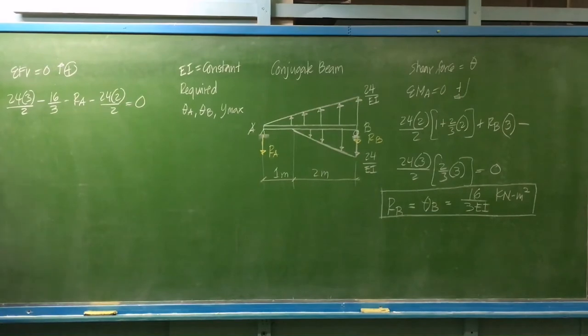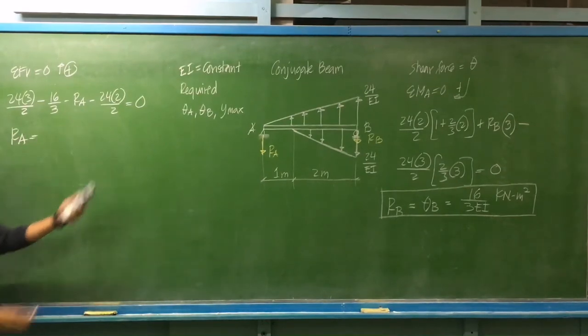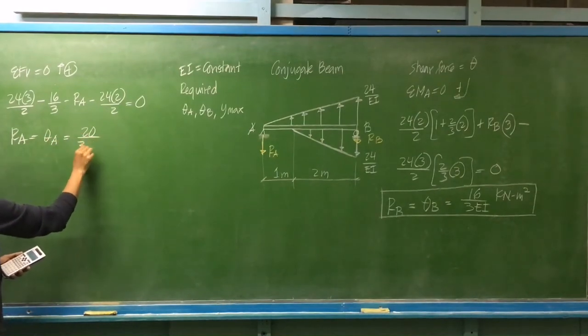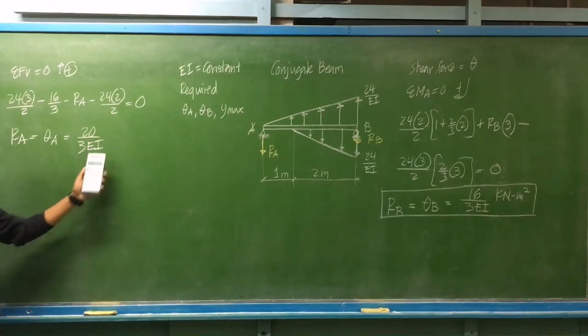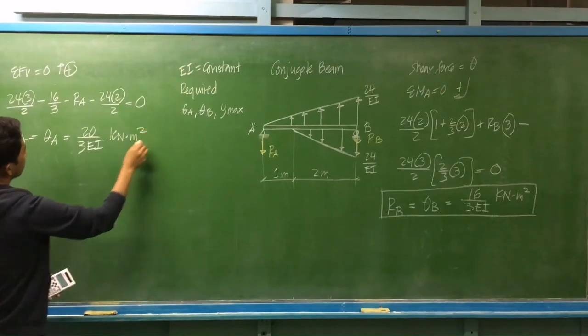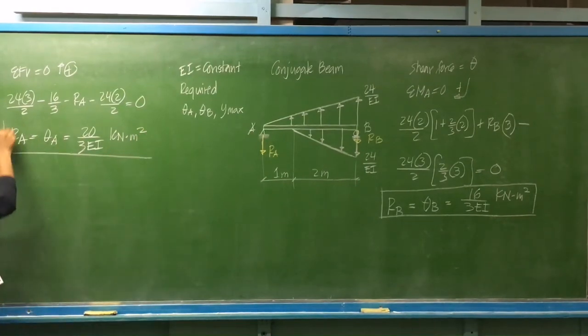So let's compute for that value. So we're having the reaction at A. So again, the equivalent of this shear force on the conjugate beam to the real beam is the rotation at A. Is equal to 20 over 3 EI. So everything is over EI. So again, this is in terms of the kilonewton meter squared. So this is the rotation at A using the conjugate beam method.